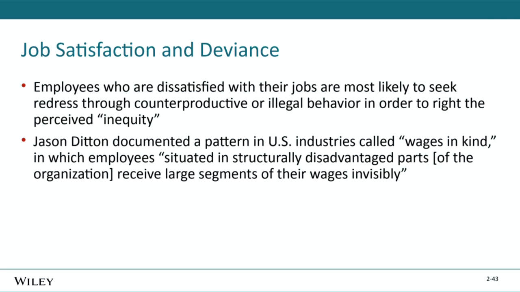Jason Denton documented a pattern in U.S. industry called wages in kind, in which employees situated in structurally disadvantaged parts of the organization receive large segments of their wages invisibly. They take a little bit extra home with them or what have you. It's like, well, they owe it to me anyhow, and I'm just going to take it one way or the other.